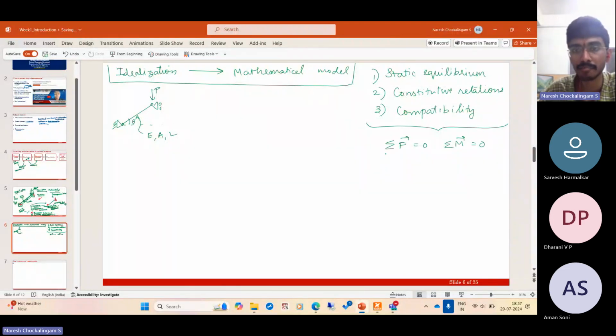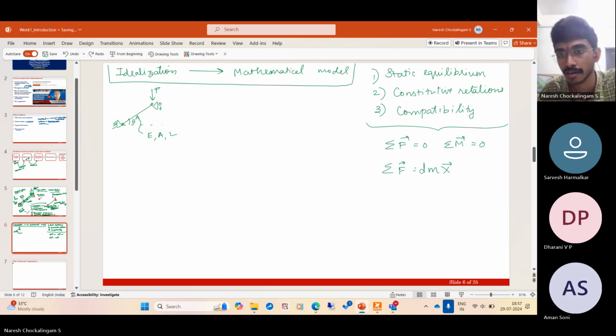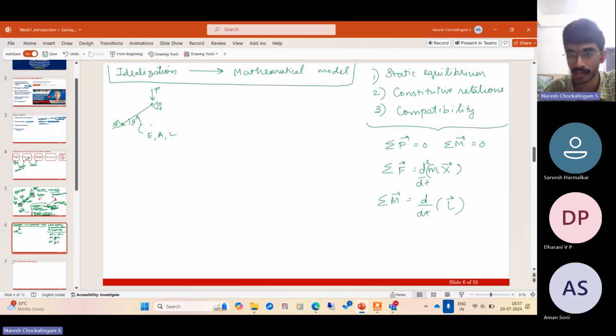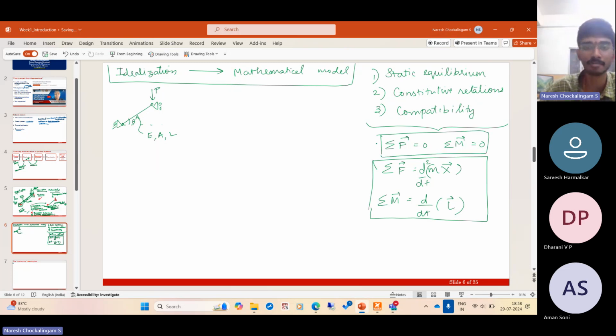If it is a dynamic problem, you need to satisfy the equations of motion, which is the sum of all forces is equal to the rate of change of linear momentum, and the sum of all moments is equal to the rate of change of angular momentum, right? So these are the dynamic equations of motion, and these are the static equations of equilibrium. These have to be satisfied.